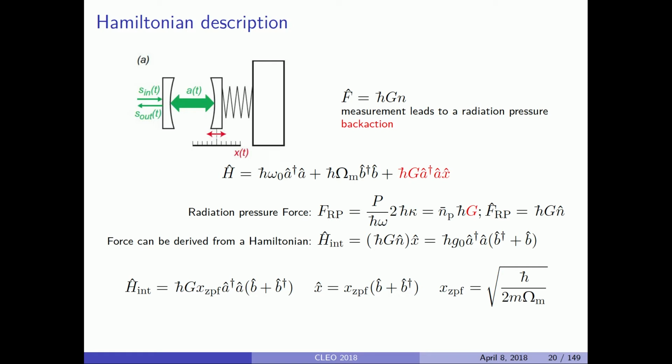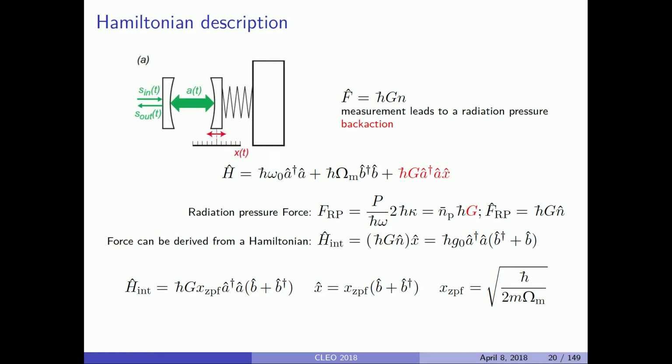If you look at it, this was first worked out by Casey Law in the 80s. It's a three-wave mixing Hamiltonian. If you're familiar with nonlinear optics, this is an operator you would encounter, for instance, in a Chi2 crystal. You have three fields interacting. Here, two of the fields are optical, one is mechanical. So it's a three-wave mixing.